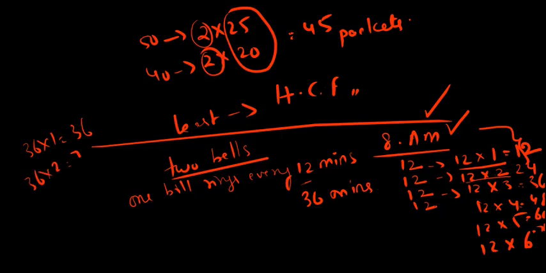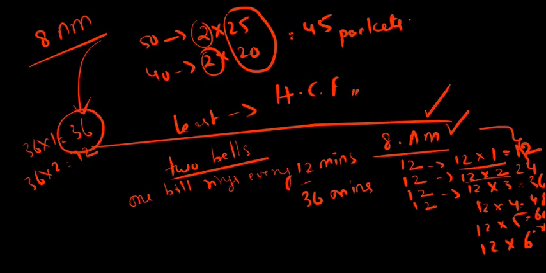After 8 a.m., the first bell will be rung after 12 minutes, or after 24 minutes, or after 36 minutes. But the second bell will ring after 36 minutes. So when we see both things, they both ring at once after 36 minutes. So here we are using LCM, least common multiple. Okay, completed this one. LCM HCF has been completed. Next one.